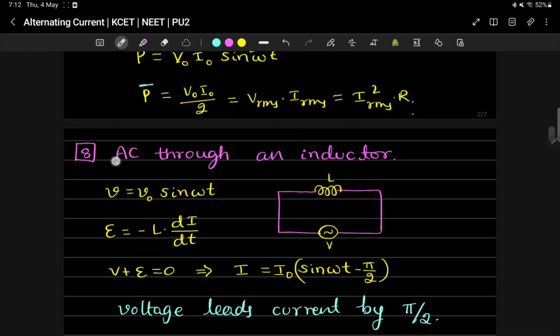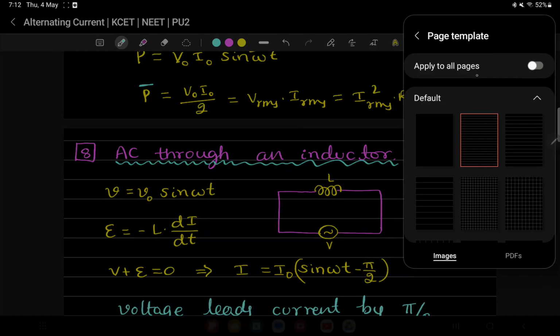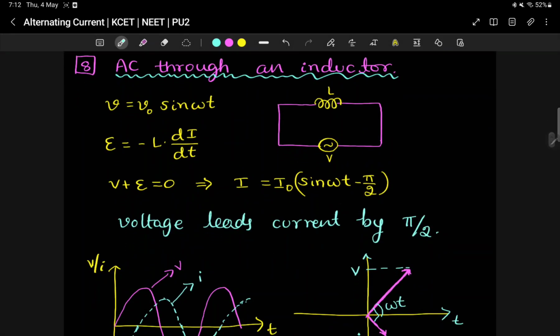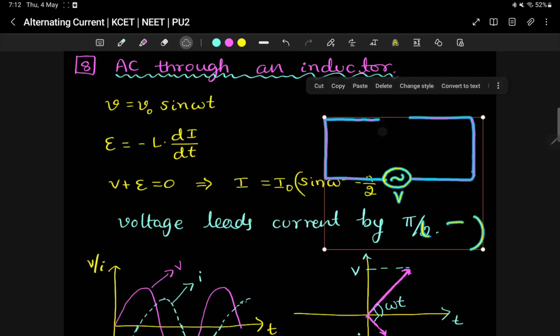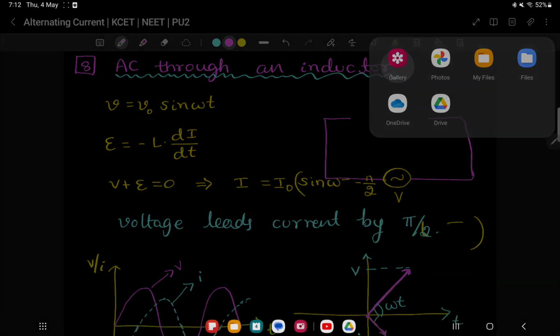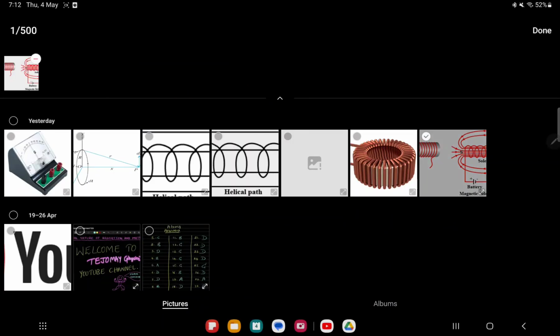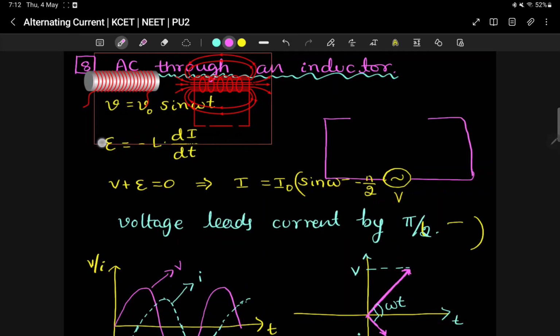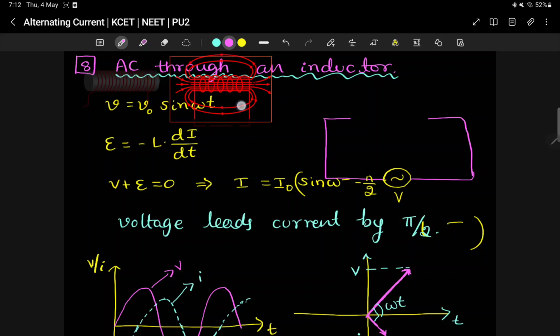Then AC applied to an inductor. Now here the input voltage is V is equal to V naught sin omega t, and the EMF generated here is given by, see, if you consider an inductor here, let me draw this diagram. Like this.